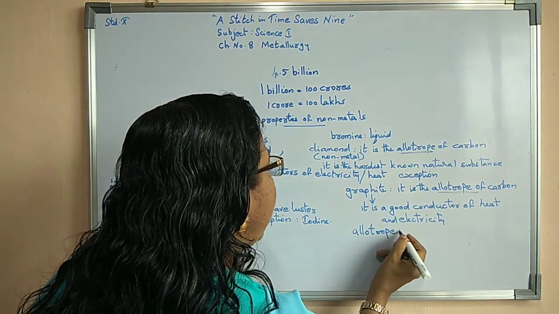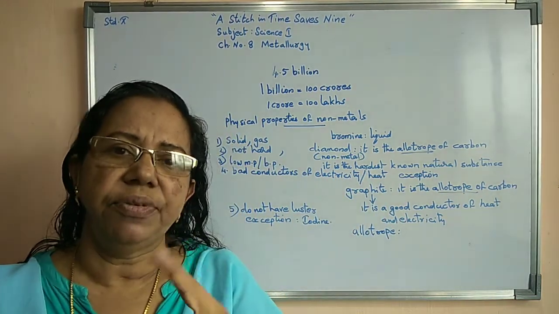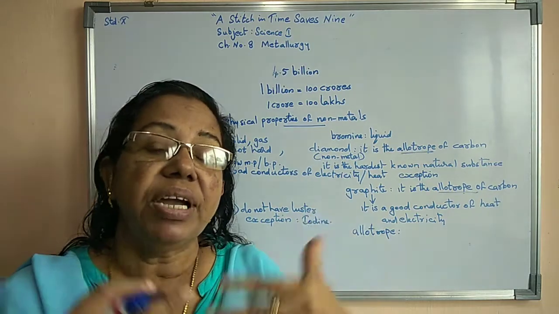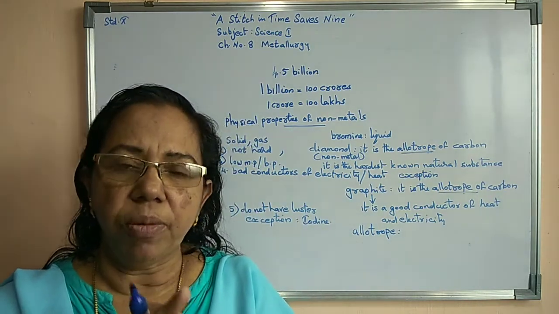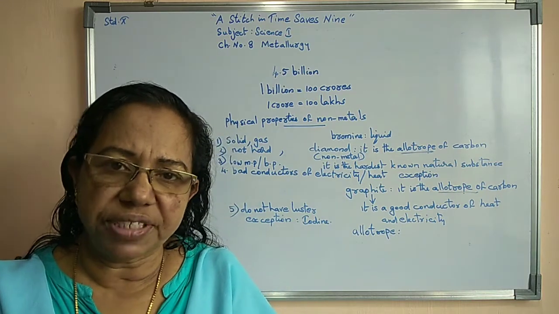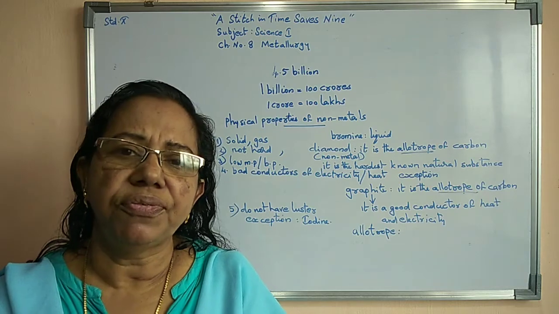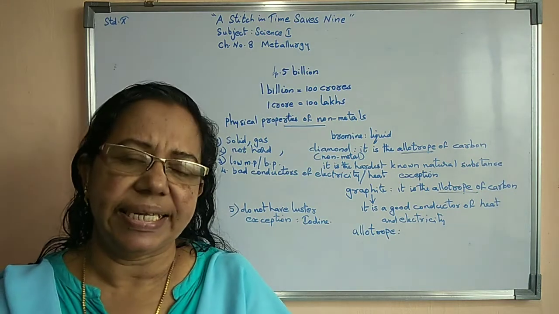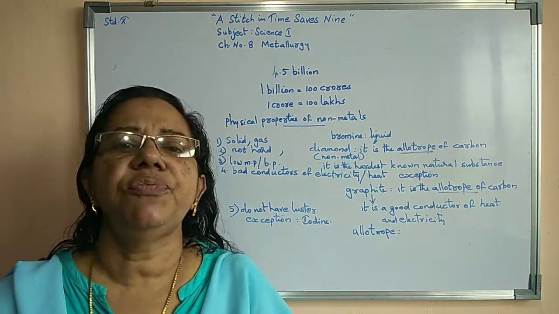What is the meaning of allotrope? Allotrope means one element. We can say carbon, but it is available in different forms. We can say carbon in the form of coal, in the form of charcoal, in the form of diamond, in the form of graphite, etc. So one element is available in different forms.